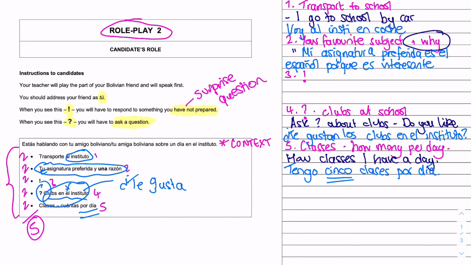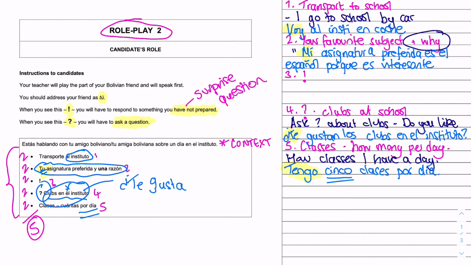So, what we've done is we've read the task, we've read the context, we've translated the points into English, we've then said what AQA want us to say. We've scripted out our answers. The last thing we're going to do is check our verbs. So rather than saying, you go to school by car, I want to make sure I've said I. I'm happy with that boy. I've changed that your to my. So I'm happy with that. When I'm asking the question, I'm saying, I like clubs. I have to say, do you like clubs? So I'm happy with that. That means you. And how many classes per day I have, I've used tengo, which is I have. So I'm happy with that now.